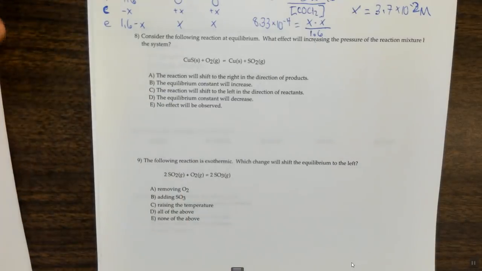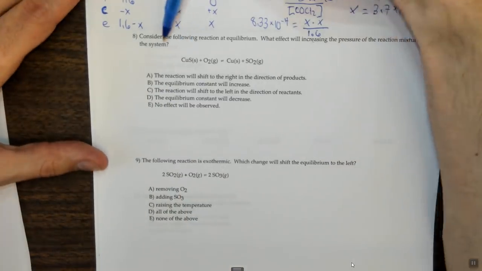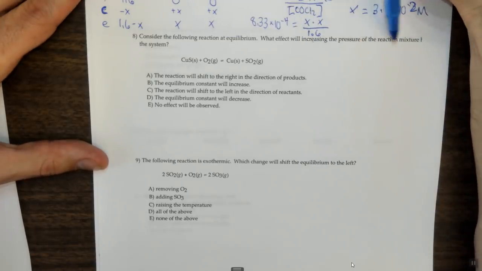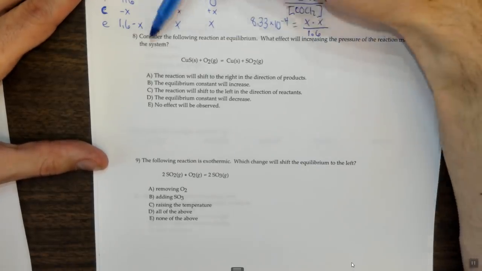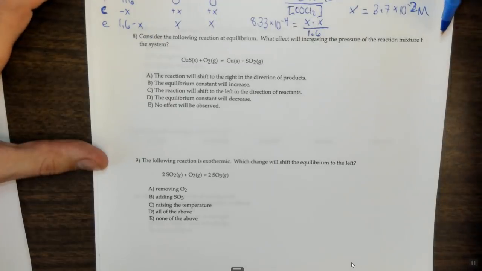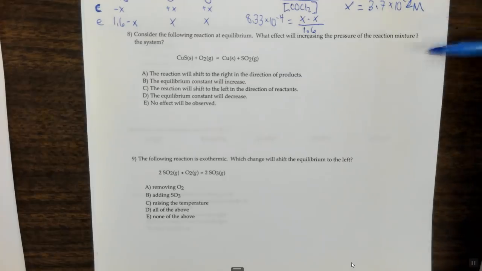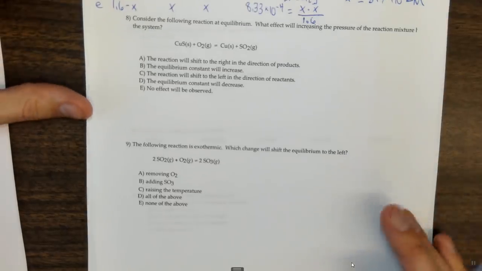The next few questions are on Le Chatelier's principle. Number 8 says, consider the following reaction at equilibrium. What effect will increasing the pressure of the reaction mixture have on the system, I guess. So it looks like something got a little bit chopped off here. So let's take a look.